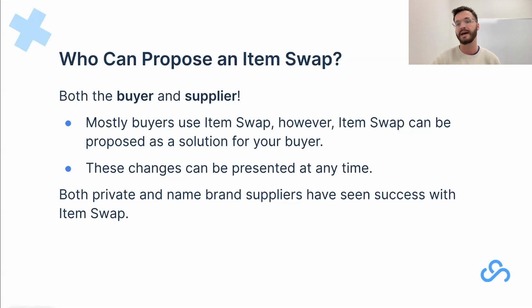And this is a big one to note. These changes can be presented at any time. There isn't the gridlock that we saw with the older modular format, where you have to get on the calendar and make sure that you've got these restocks coming in at the right times. Now there's a lot more flexibility. We'll get into some of the details and the nitty-gritty of that as well. So private and name brand suppliers have seen success with item swap. It's not just a specific kind, though, again, as you can probably imagine, there are some suppliers who can benefit from item swap more than others.